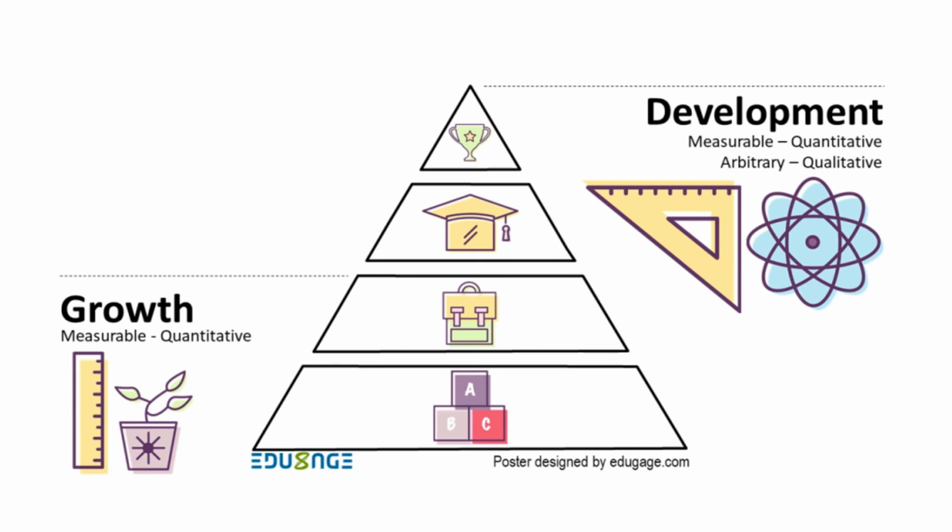Let us now look at the difference between these two terms. Growth, as you can see, is a measurable thing. It is quantitative in nature. With the help of a ruler, the height of this plant can be measured. That is, the growth of the plant can be measured.